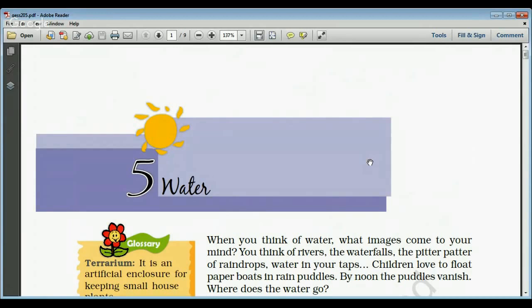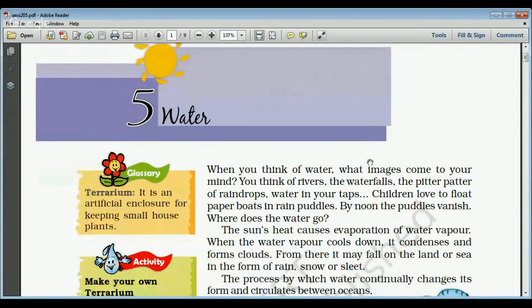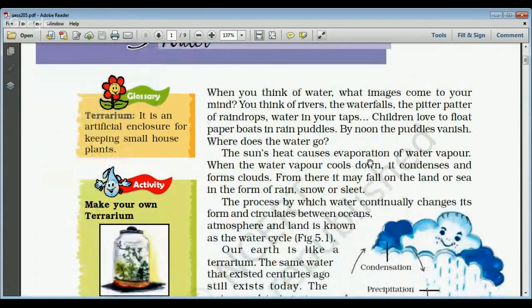So let's start Chapter 5 of the Class 7 NCERT Geography. In this chapter, the explanation about the water forms, the fresh waters, and various types of water forms on the earth are explained. First of all, we will know what a terrarium is. It is an artificial enclosure for keeping small house plants.